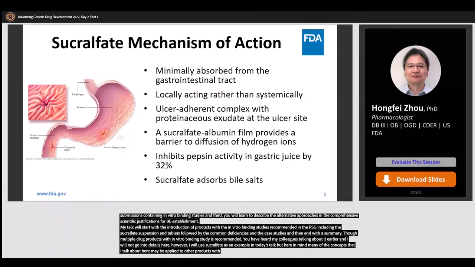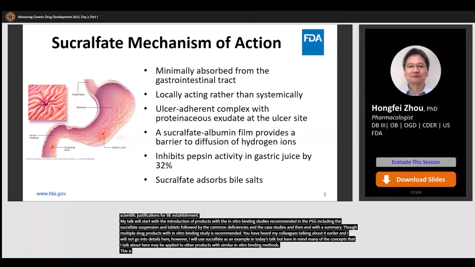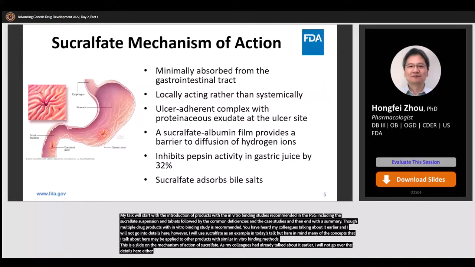This is a slide about the mechanism of action for sucralfate. As my colleagues had already talked about it earlier, I will not go over the details here either, but would like to remind you that the mechanism of action is a key reason that the agency recommends a series of in vitro studies for BE establishment for sucralfate products.